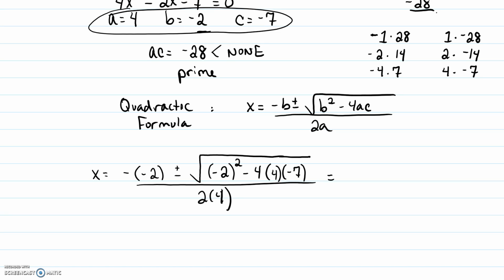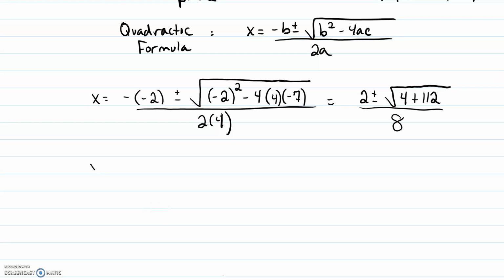Okay, just work this piece by piece. Start with negative 2 is a positive 2. Be careful under your radical. Just start with negative 2 squared, which is a positive 4. And then in your calculator, just put negative 4 times negative 7, and that's going to be a positive 112. All of this is going to be divided by 2 times 4, which is 8. And then go ahead and finish up by taking 4 plus 112 is 116 over 8.